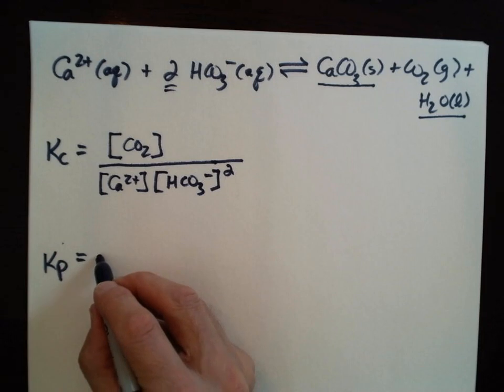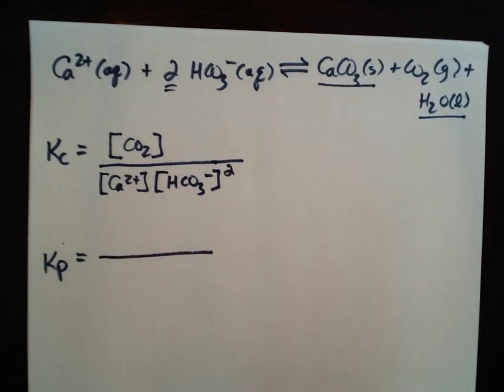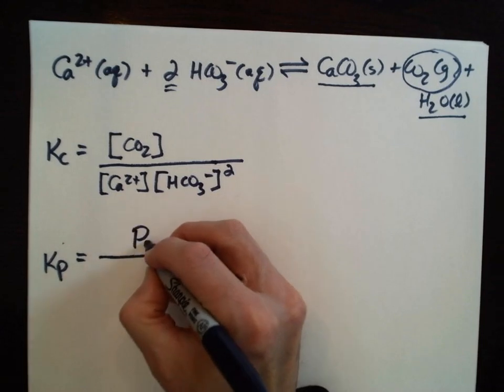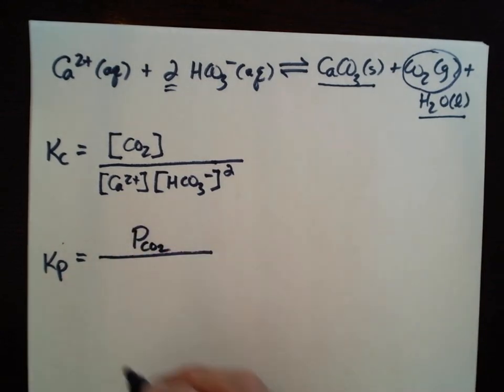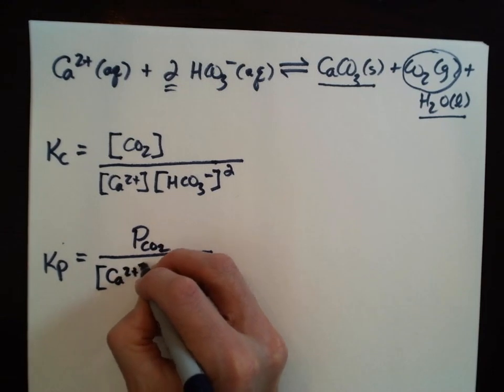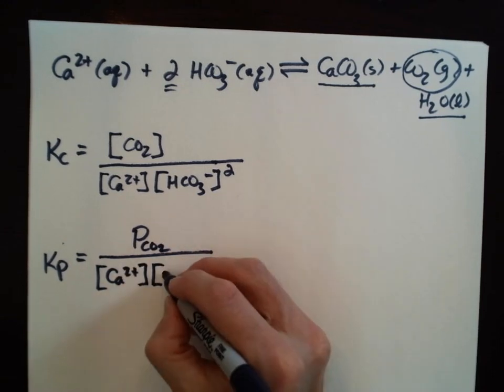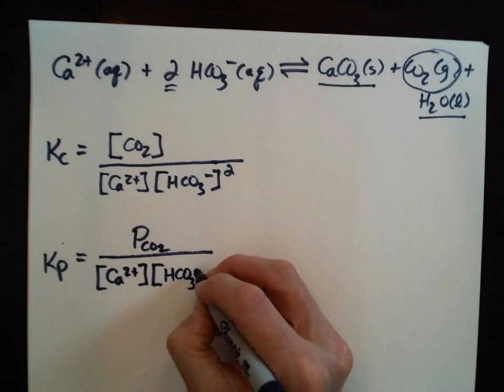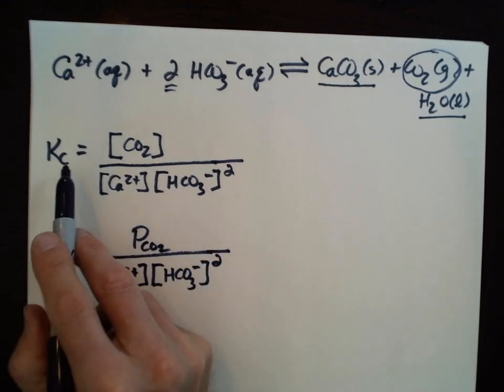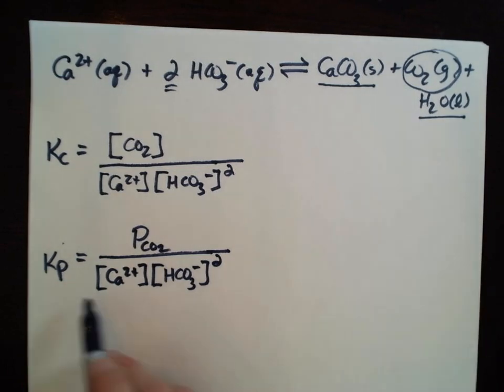For Kp, we do the same thing, but for any gases that we see, which we see over here, we put them in pressure form. So I put P_CO2 over here, and the denominator is going to be the same. Of course, we're not going to express aqueous concentrations as pressure. So this would be how we would write the Kc expression for this chemical reaction, and this would be how we write the Kp expression for this chemical reaction.